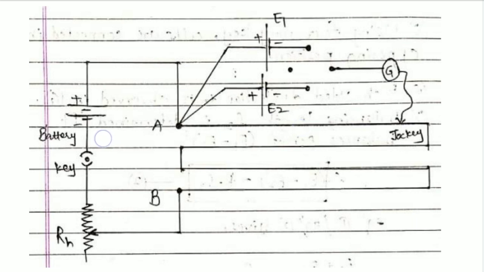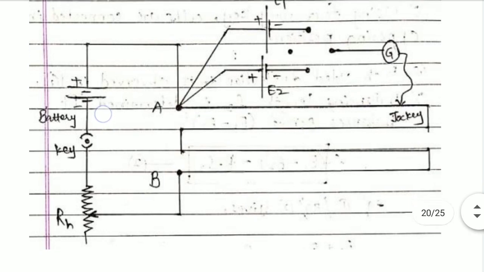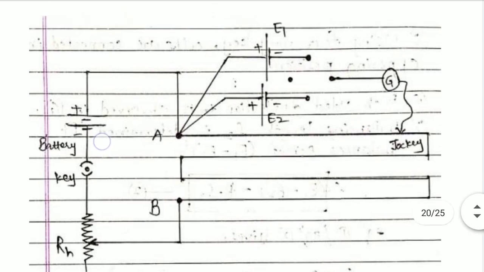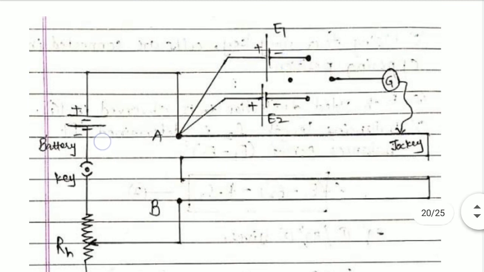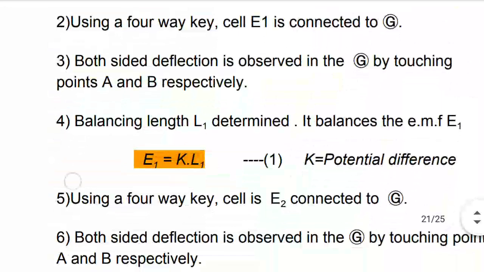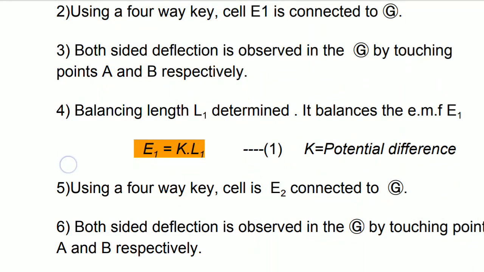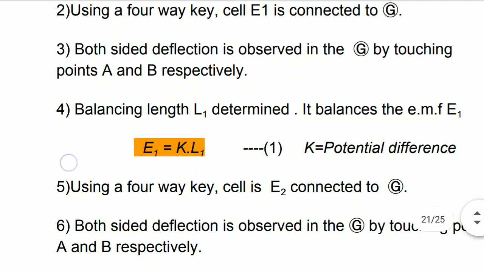Then you tap it at this point, at this point, at this point, and at some point P you will be able to find that there is no deflection seen in the galvanometer. The distance from point A to that particular point where you find zero deflection is called the balancing length. If that length is L1, it is getting balanced because the EMF of this cell E1 is equal to K times L1. So if L1 is your balancing length, then it is balancing its EMF. E1 is equal to K L1. This is your equation number 1.